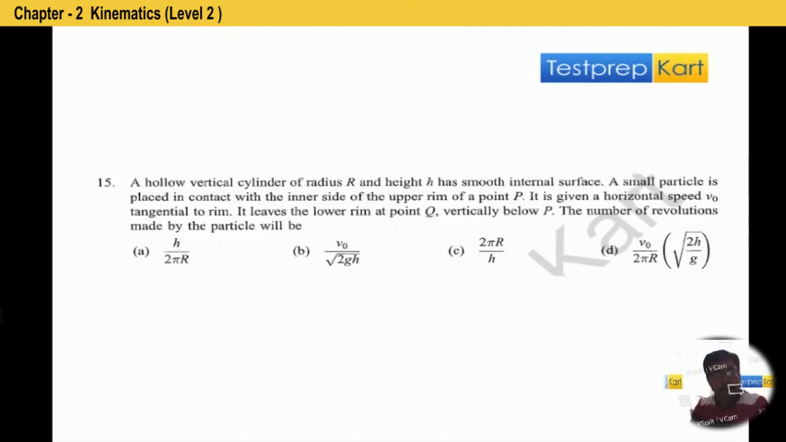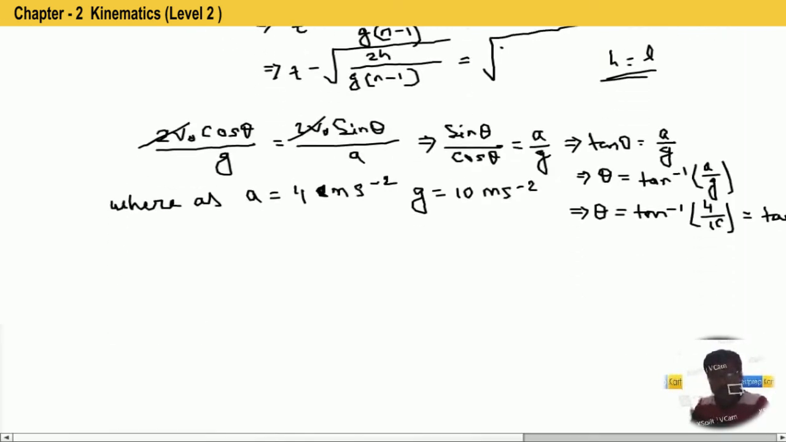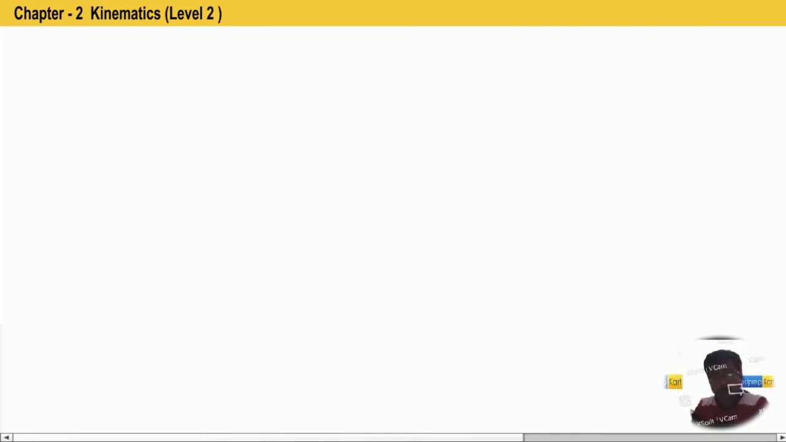Now, a hollow vertical cylinder. It can be done in that way. Suppose the Vn should be n a t by 2. Sorry.